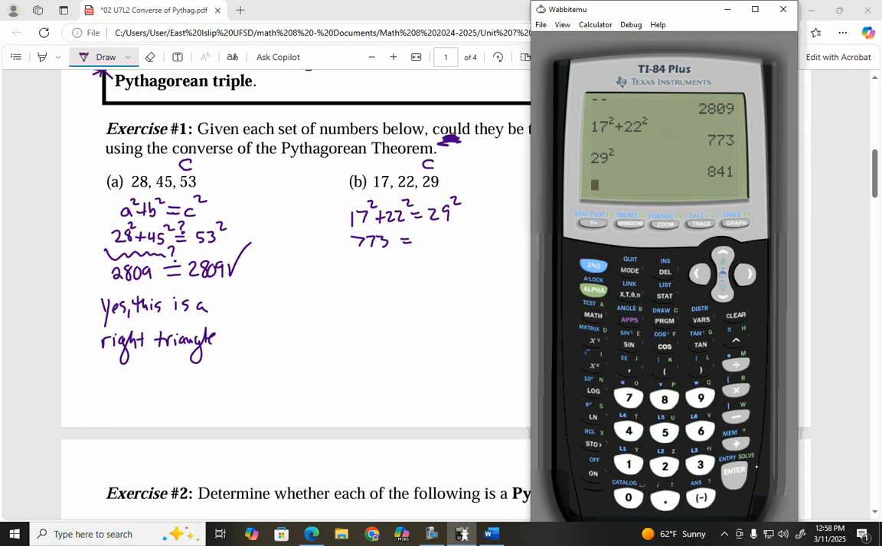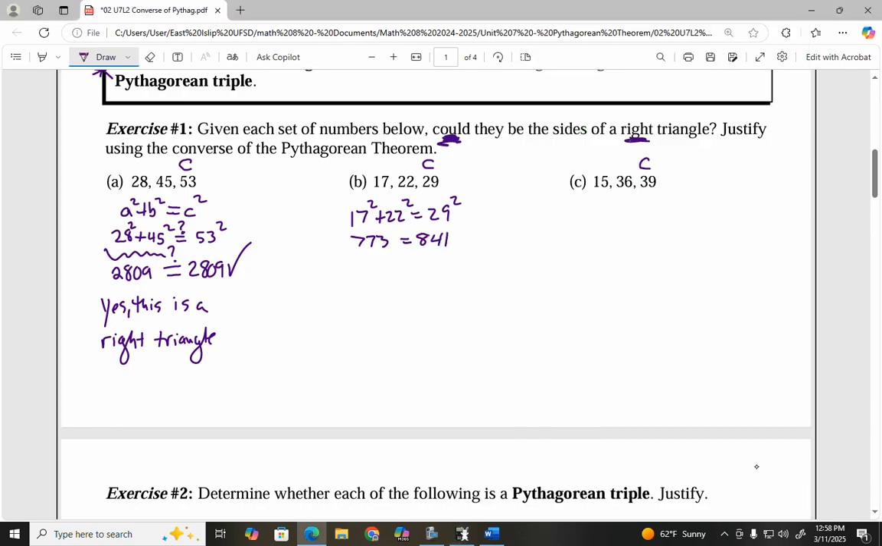All right, so it didn't turn out to be equal. So 773 does not equal 841, so I put a slash through that equal sign because it's not true, and I say not a right triangle. Okay? Because we're determining if it's a right triangle or not.